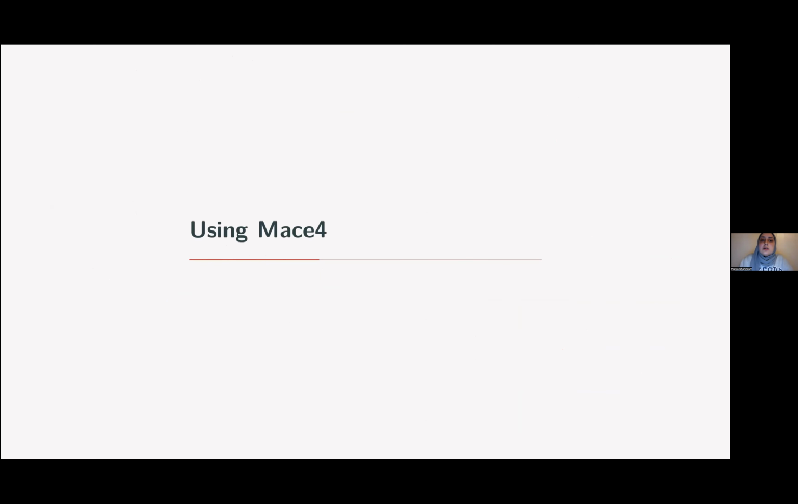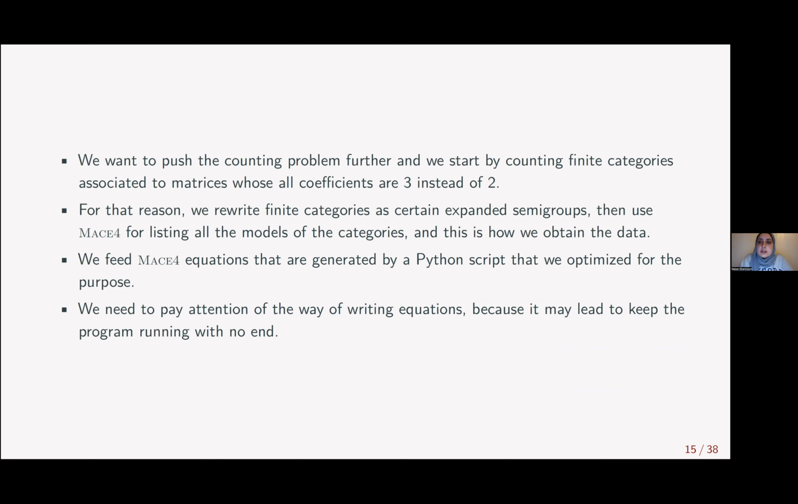And now what we did to improve this work, we wanted to push the counting problem further. And we start by counting the finite categories associated to matrices whose all coefficients are 3 instead of 2. And to do that, we write finite categories as certain expanded semigroups, and we use a program called maze4 to list all the models of the categories.